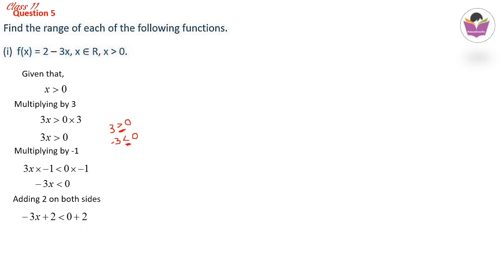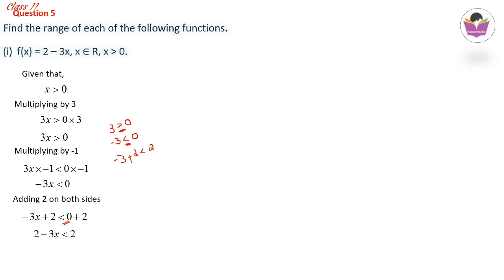If you want, we can check again whether it is changing the inequality or not. We are just adding minus 3 with 2. Minus 3 plus 2 is on the left portion, and the right side is 0 plus 2, which is 2. So minus 3 plus 2 is minus 1. Minus 1 is always less than 2. So that's why there is no change in this inequality. Okay, so minus 3x plus 2 is less than 0 plus 2.